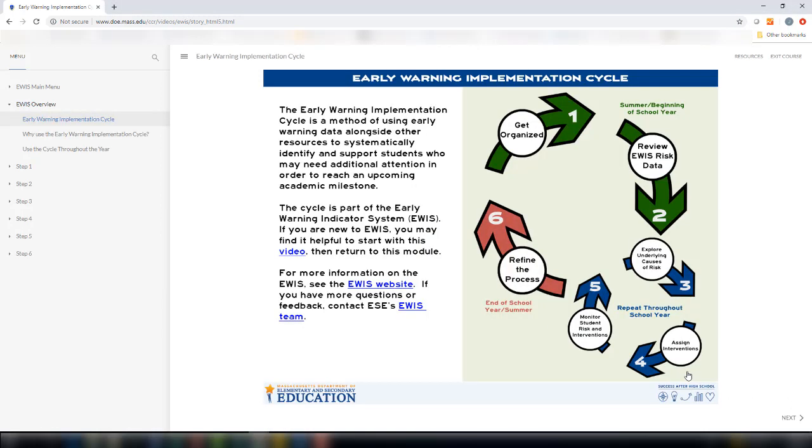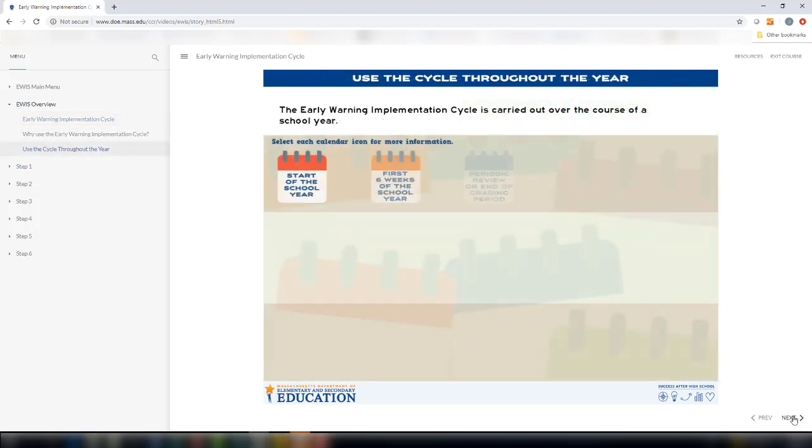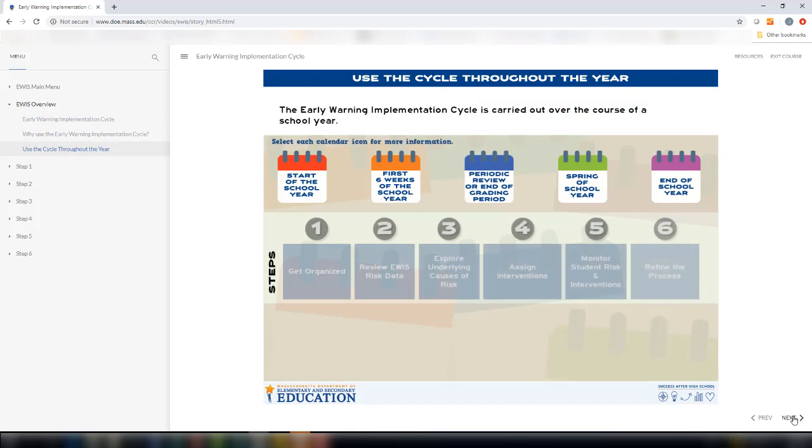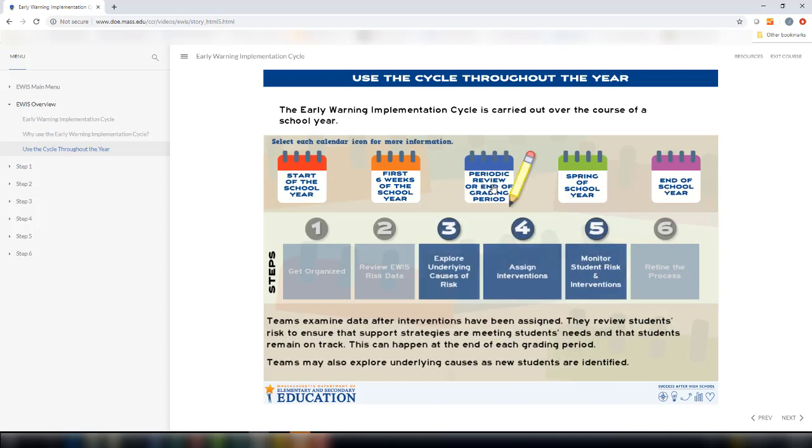Using the 6 steps of the early warning implementation cycle, teams of educators can use EWIS reports to identify who is at academic risk at the beginning of the school year. Together, they can review data, understand underlying causes of risk, implement programming, and make adjustments during the school year, and reflect on progress at the end of the year.